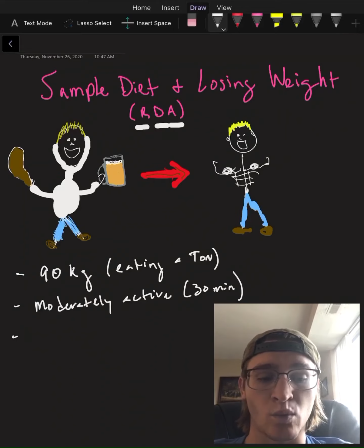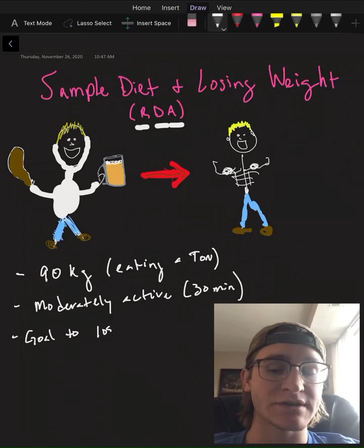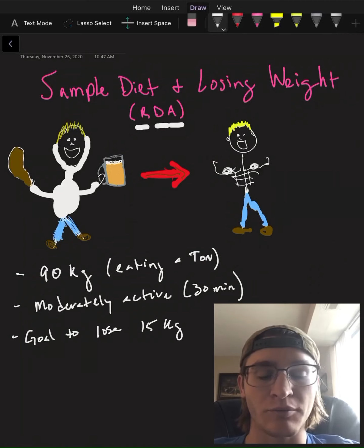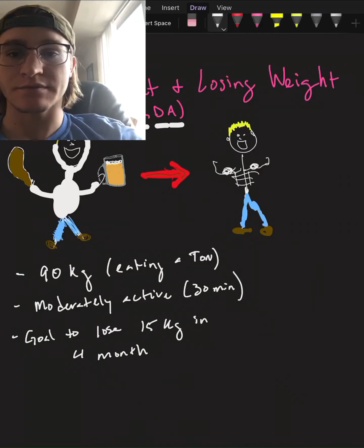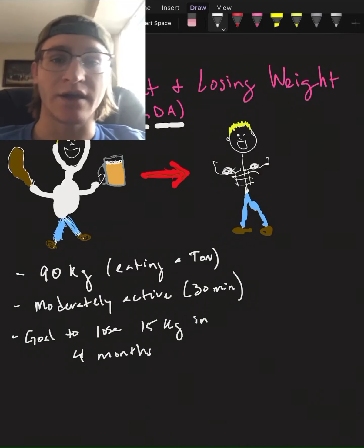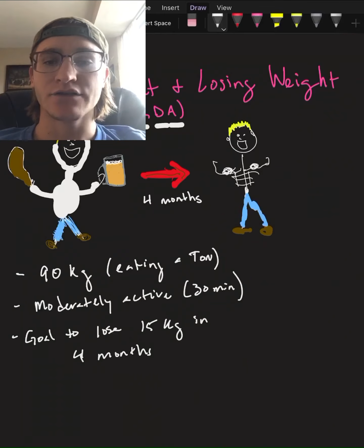And then let's say my goal is to lose 15 kilograms, or to become 75 kilograms, in 4 months. So in 4 months, I want to lose all the weight I just gained from Thanksgiving. So how can I do this? How can I achieve this?